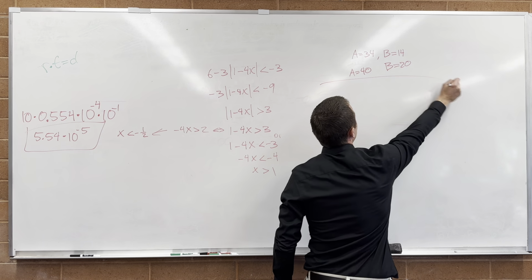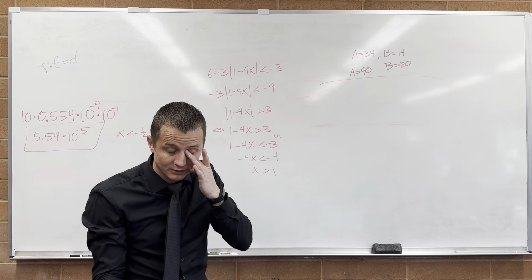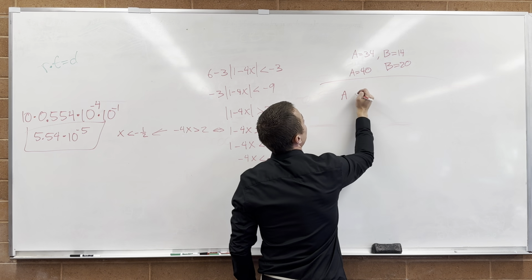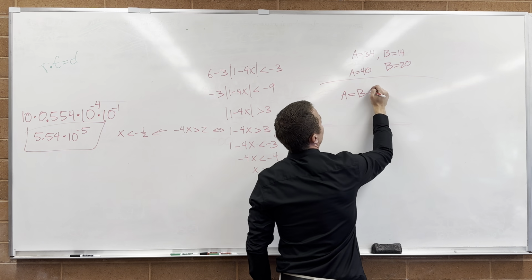Okay. Reset, ignore that, and I'll show you the algebra for this. I know that A is equal to B's age plus 20.